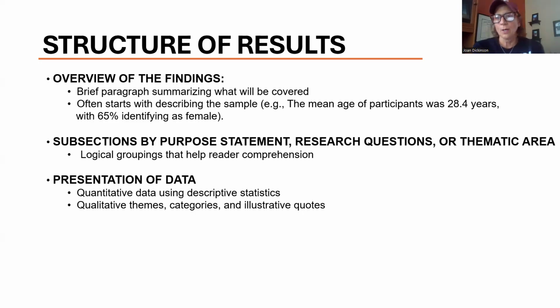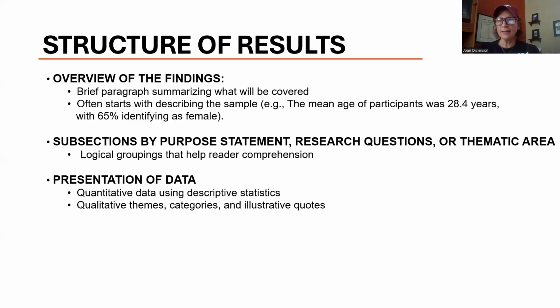So, for example, maybe they had three phases for the study. Maybe phase one was the questionnaire, phase two was the interviews, and maybe phase three was the workshop. And so, a good way to organize the results might be to talk about phase one results, phase two, and then phase three.